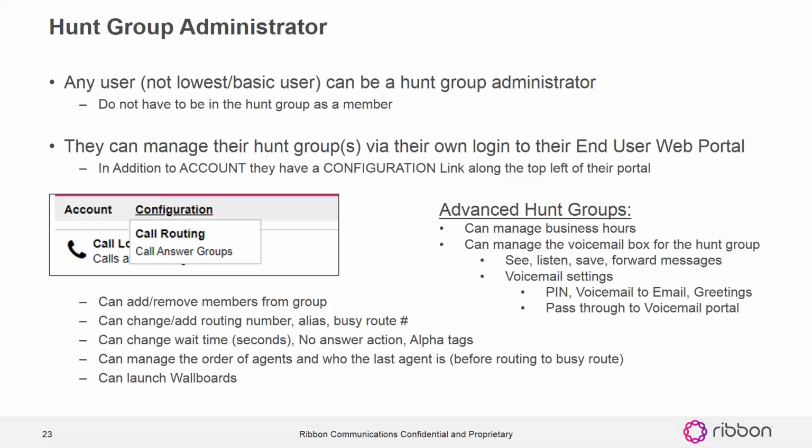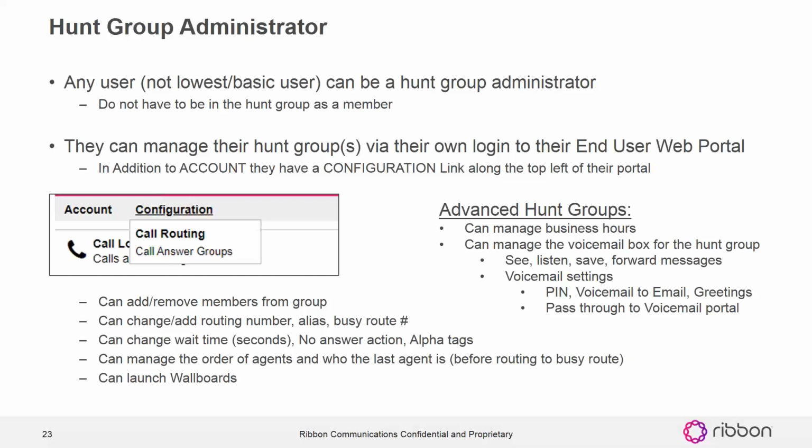Advanced hunt groups, though, allow that administrator to have a couple more things. They can change the business hours. So if this is Monday through Friday, but we're going to start opening up on Saturday, 9 to noon, that can be set as well by them. And then they can pass through and go into managing the mailbox, which is the distribution list that you should do voicemail to email and that kind of stuff, as Dave Fowler talked about.